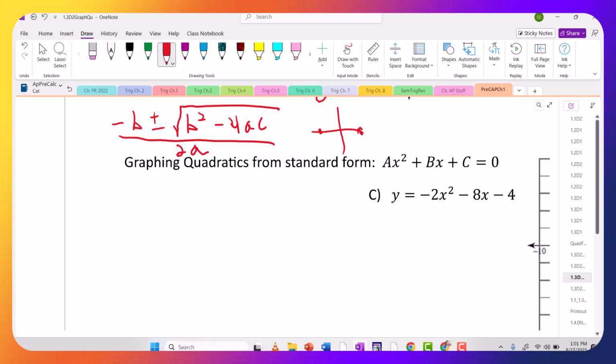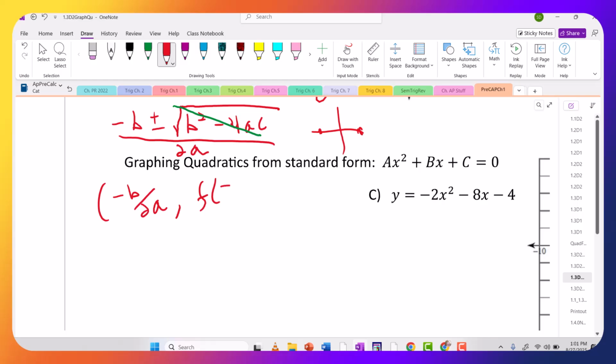Let's pretend. Then where did we say the vertex was? Right in the middle. So if you lop this off, that's the plus to the right and minus to the left, where the x-intercepts are compared to the vertex. So the vertex x value is negative b over 2a.